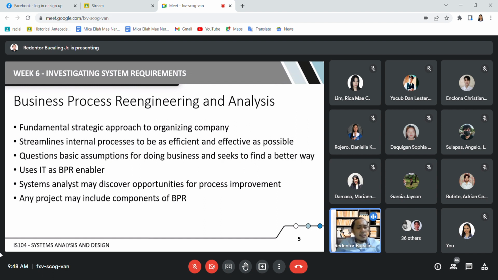Pag sinabi kasi natin system requirements, sino ba yun? So, sandali lang, may nagme-message.